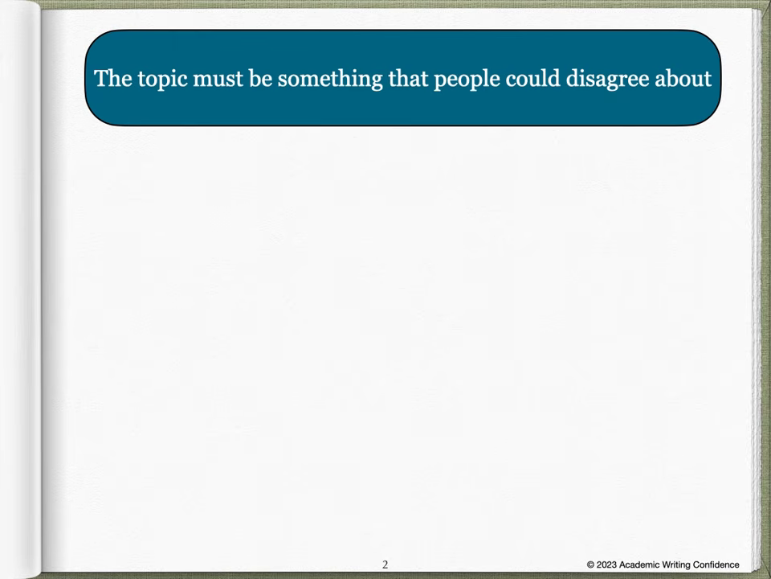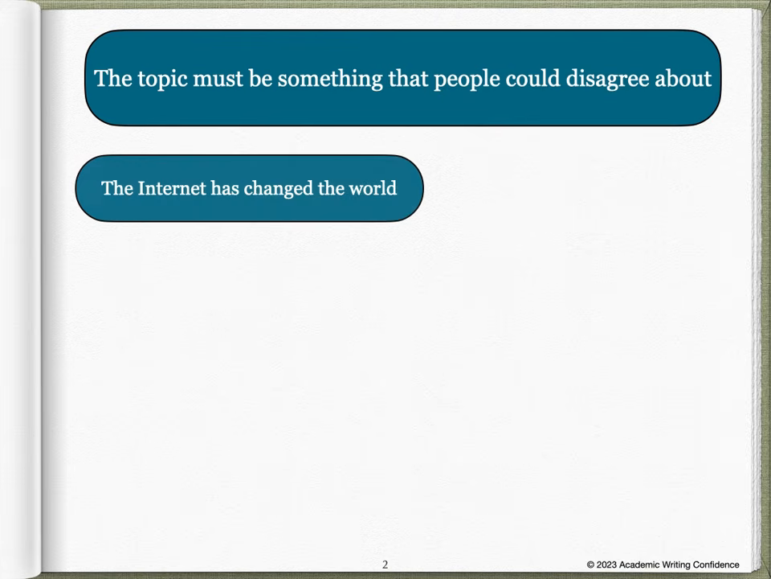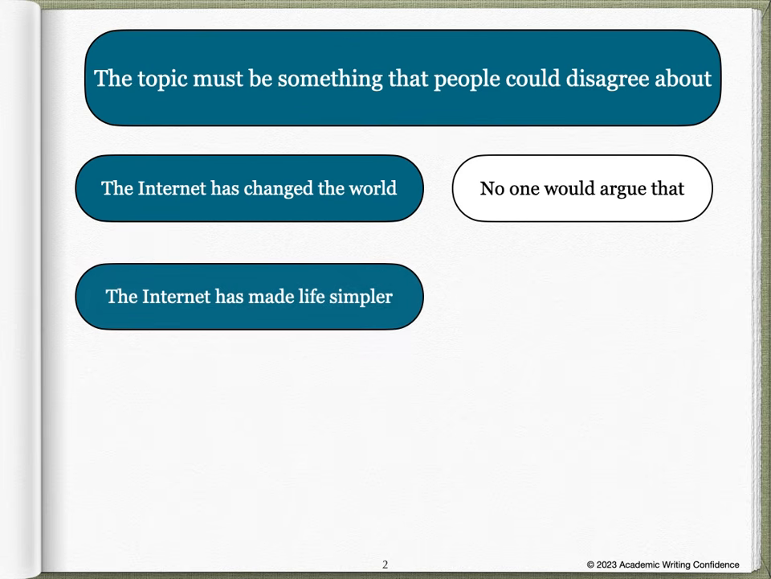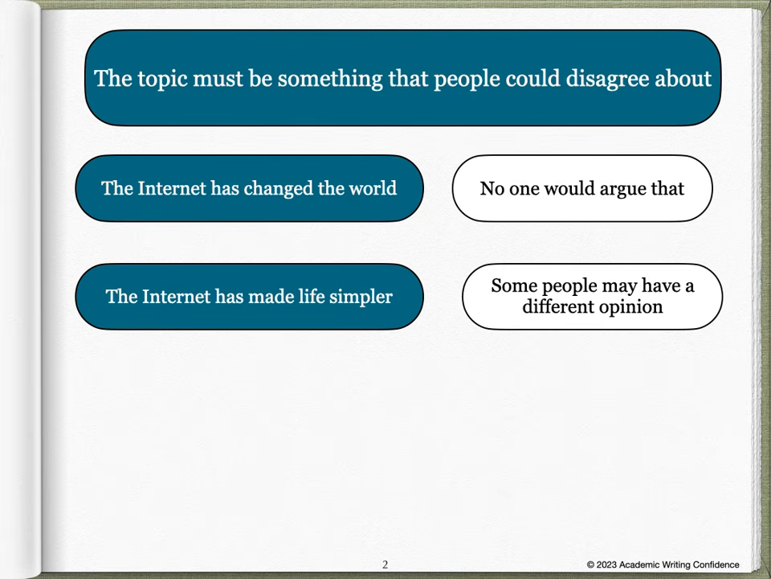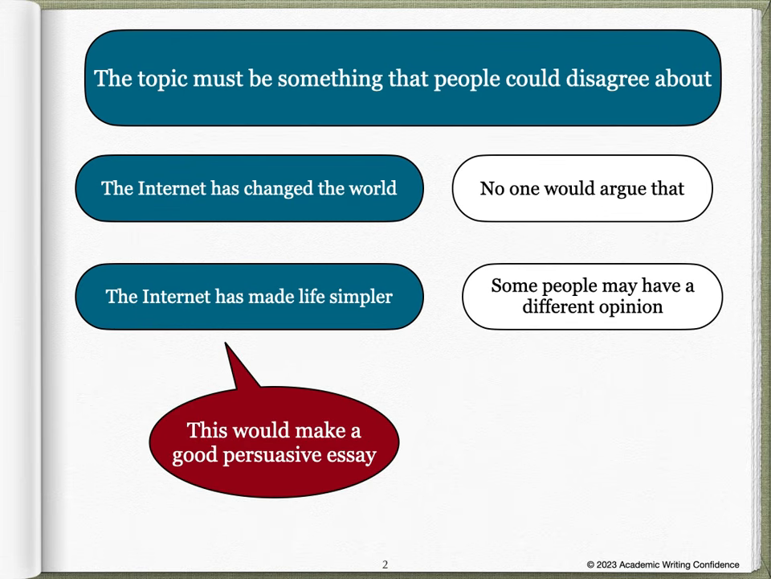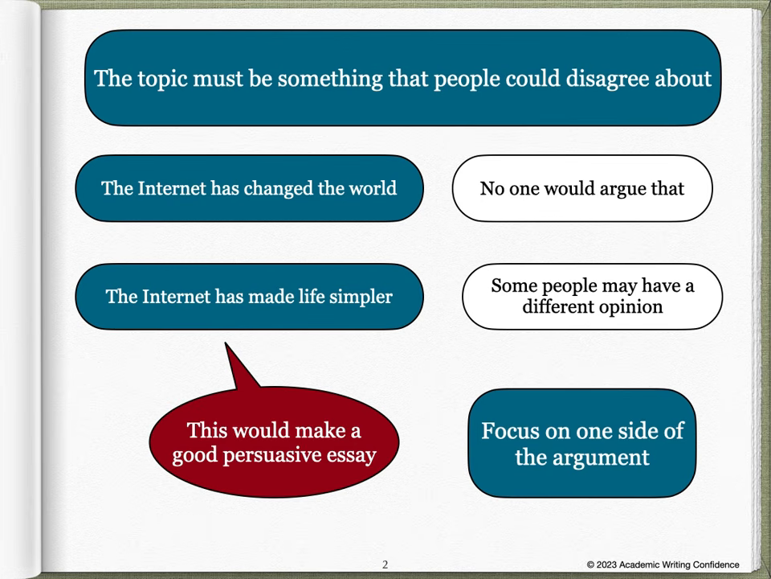The topic must be something that people could disagree about. For example, the internet has changed the world. No one would argue that or disagree with that topic. The internet has made life simpler. There may be some people who have a different opinion about whether the internet has made life simpler. This would make a good persuasive essay topic. Remember, you need to focus on just one side of the argument in a persuasive essay.